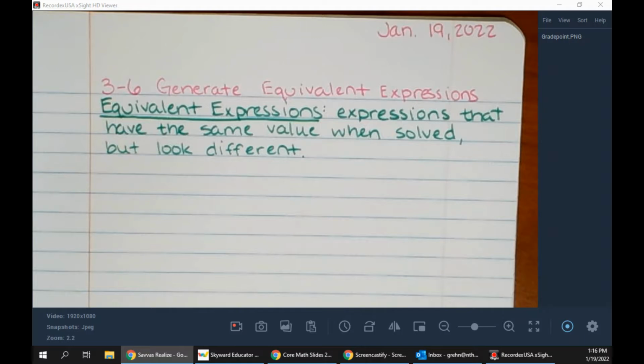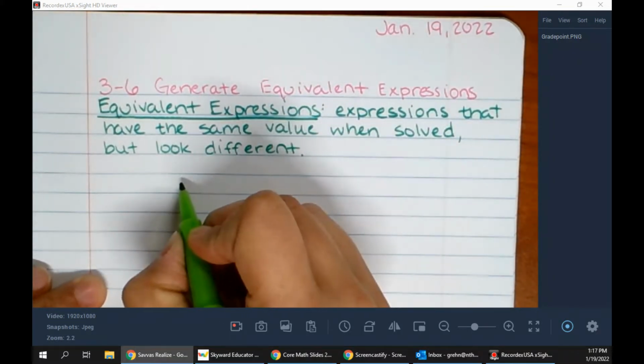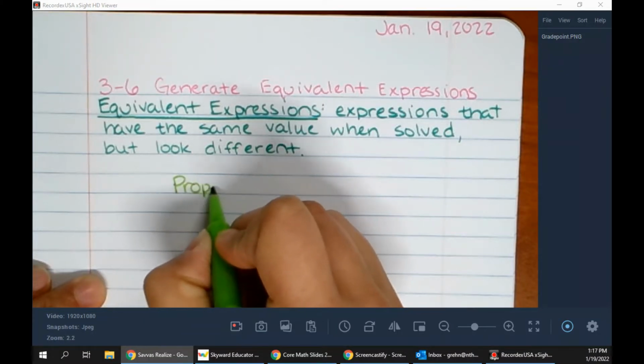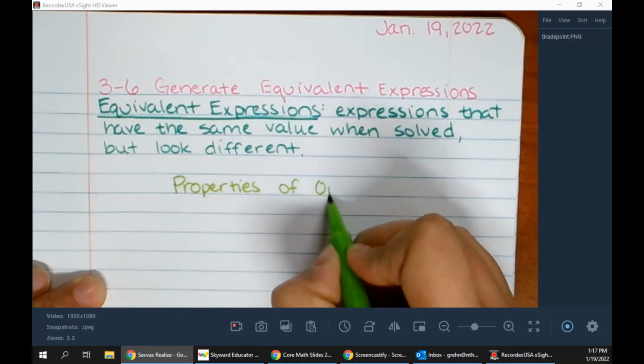So we're going to be using properties of operations in order to generate equivalent expressions. Some of these properties you've probably already used before, but you maybe didn't name them the specific name that they have. And so they may seem kind of familiar. So we can go ahead and title this part Properties of Operations.